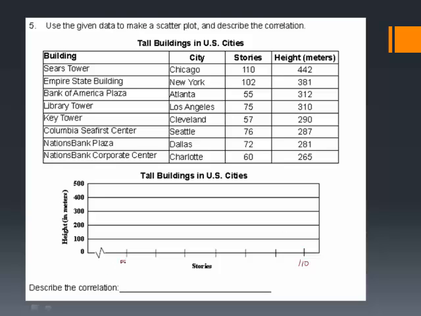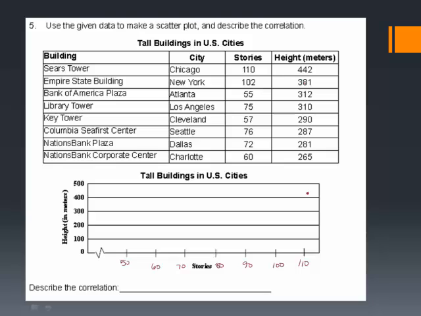If this line was 50, and I went up by 10s, it'd be 60, 70, 80, 90, 100, 110. So I'll make each of these 10 stories. The Sears Tower is 110 stories and it's 442 meters. Halfway between 400 and 500 would be 450, so I'm going to be below halfway.